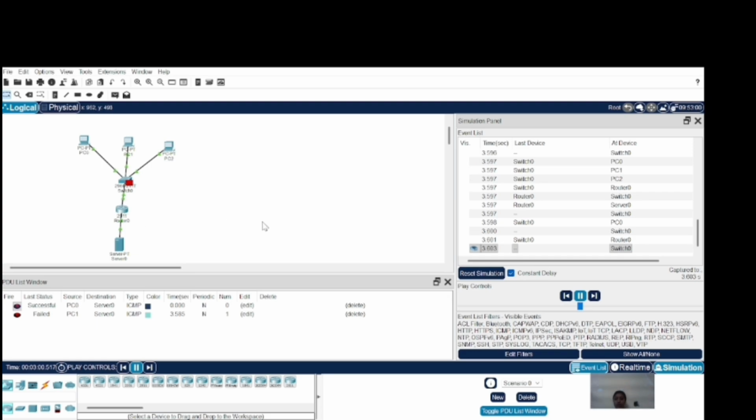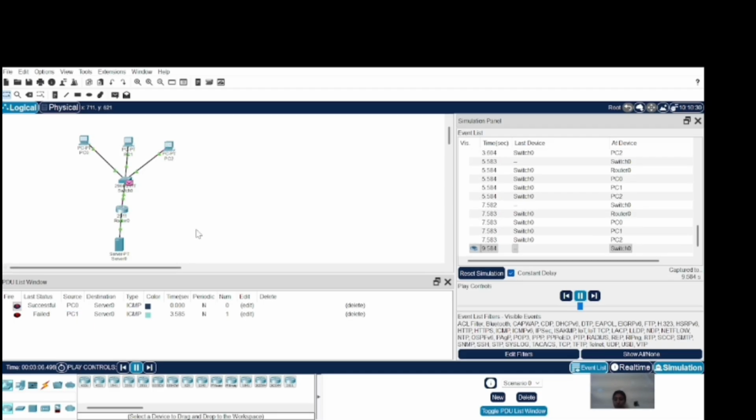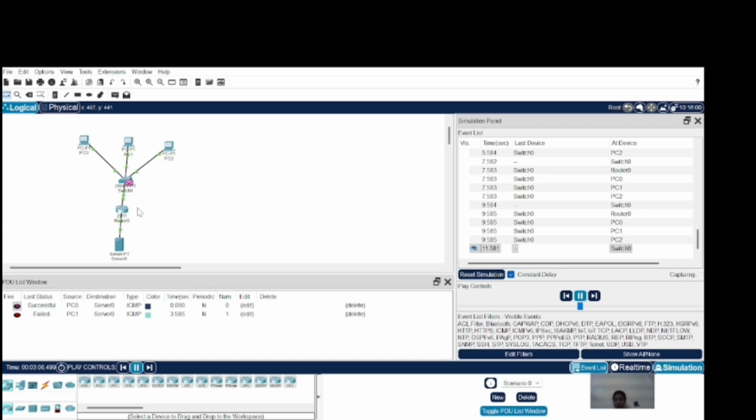Now I run the simulation again. This time the router blocks all the ICMP packets coming from the attackers, and we can see that they failed. However, PC0, the legitimate user, can still communicate successfully with the server. Here we can see that. This shows the ACL blocks unwanted traffic while allowing legitimate traffic to pass.